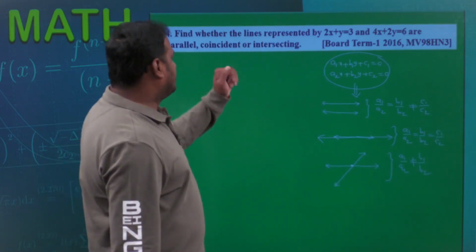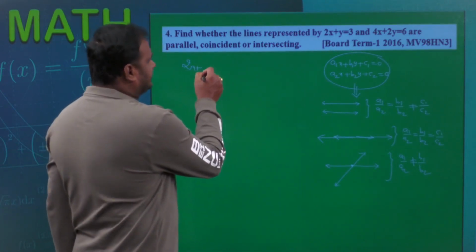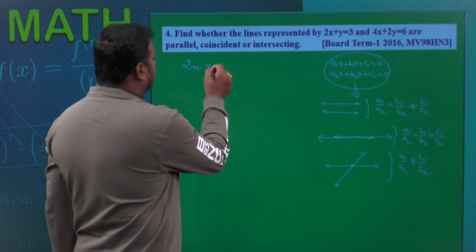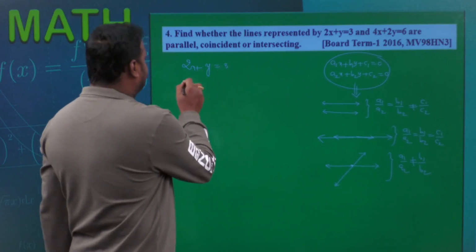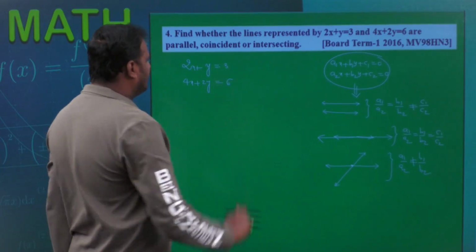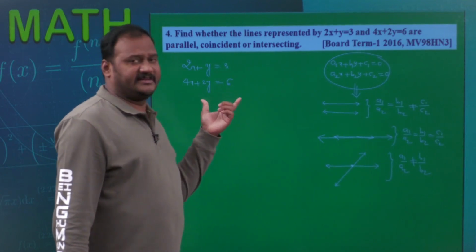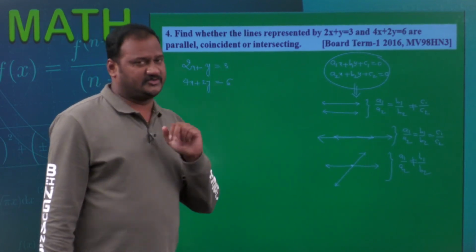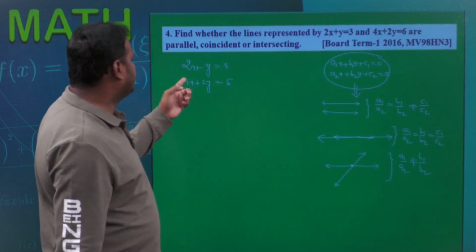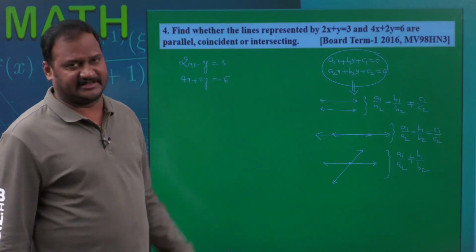Right? So now the given two lines are 2x plus y is equal to 3, and the second line is 4x plus 2y is equal to 6. Of course, here I could say one thing: the second equation is obtained by multiplying the first equation by 2, because 2 times 2 equals 4, 2 times 1 equals 2, 2 times 3 equals 6. Let us go by the method.